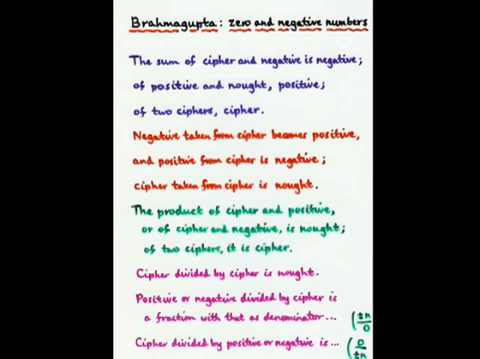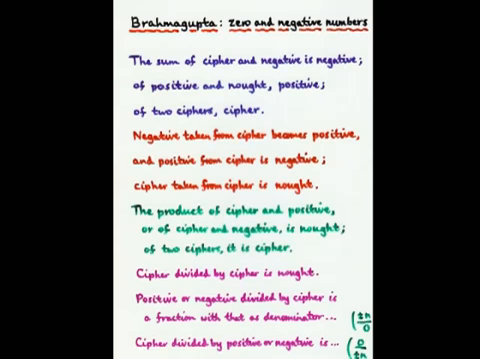And so in the 7th century, Brahmagupta said, the sum of cipher and negative is negative. If you take 0 and add a negative number, you get a negative number. Of positive and naught, positive. Of two ciphers, cipher. I'm not quite sure why he uses cipher and naught. Are they interchangeable? If we have an expert here, that would be good to know. He also said that negative taken from cipher becomes positive, and positive from cipher is negative. Cipher taken from cipher is naught.